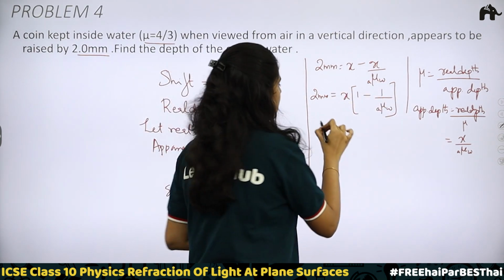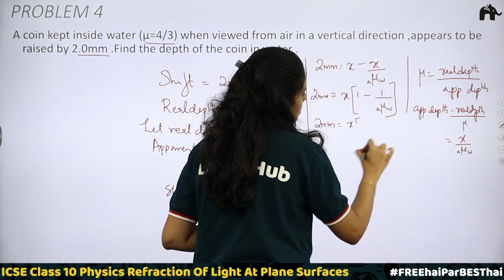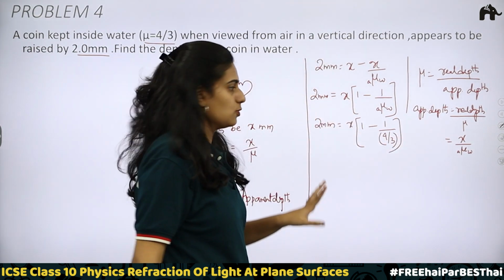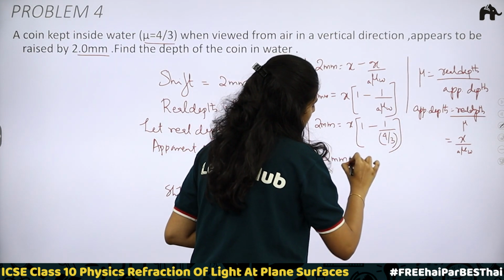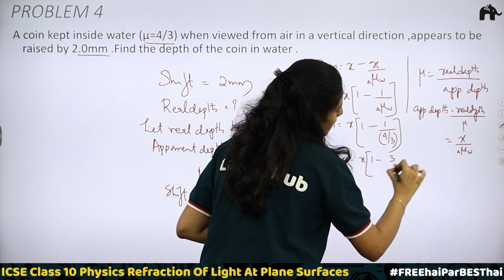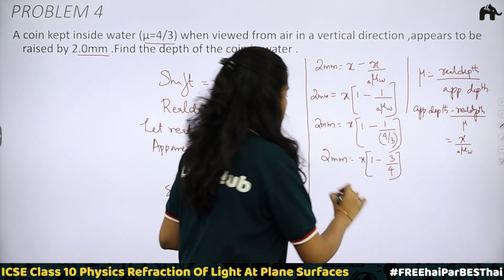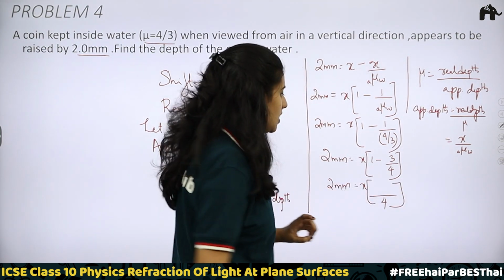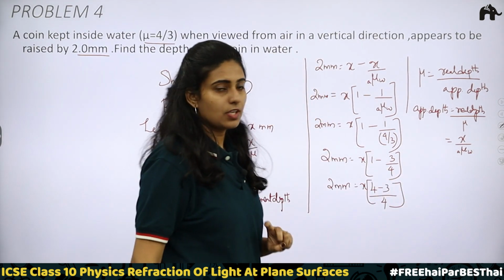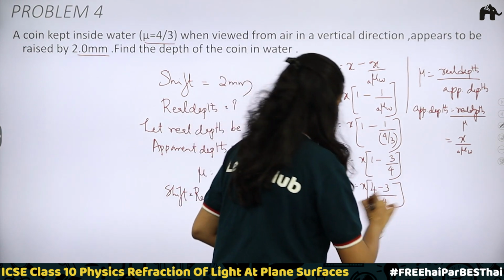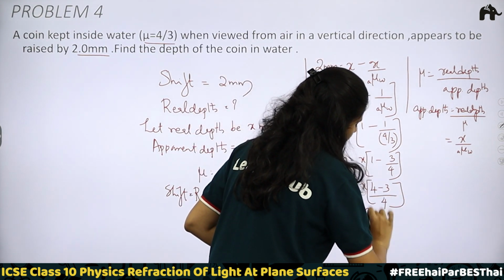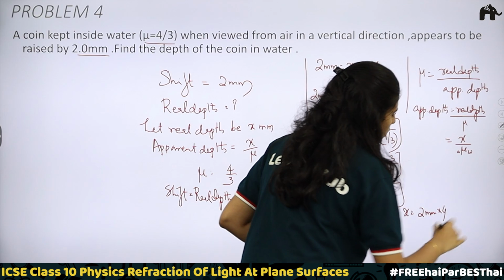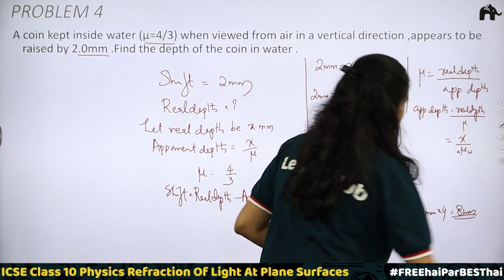Now we have to find x. 2 millimeter will be equal to x into 1 minus 1 divided by 4 by 3, where 4 by 3 is the refractive index of the liquid that is used. Now take the reciprocal. We get 2 millimeter is equal to x into 1 minus 3 divided by 4. Taking the LCM, we get 4 in the denominator, 4 minus 3, which is 1, so we get 1 by 4 here. 2 millimeter is equal to x divided by 4, which implies x will be 2 millimeter into 4, that is 8 millimeter. The actual depth is 8 millimeter.